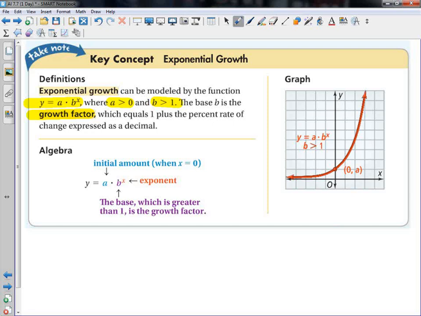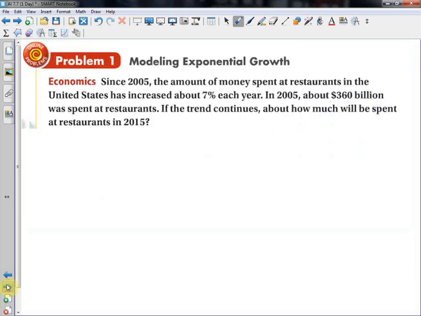And A is the initial amount. So that's where we start off at, is our A value. So knowing that, let's go ahead and try this one.